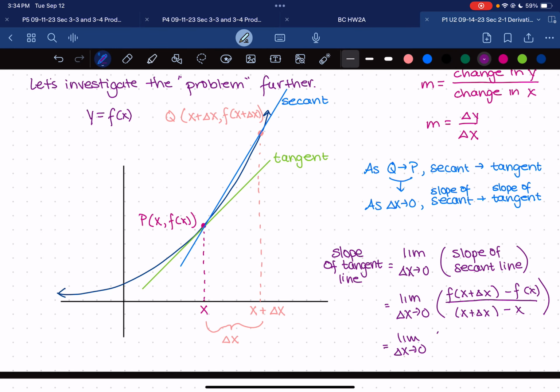All right, back to the notes. f of x plus, I'm just going to go ahead now and simplify that denominator.